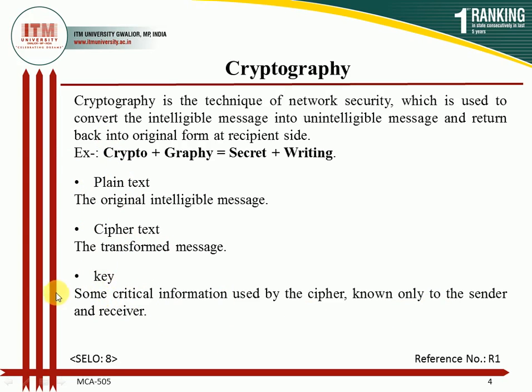So the key is a critical piece of information known only by the sender and receiver. Why? Because when the sender knows the key, it will encrypt the message. When the receiver knows the key, it will decrypt the message, right? So this is all about the three basic terms.